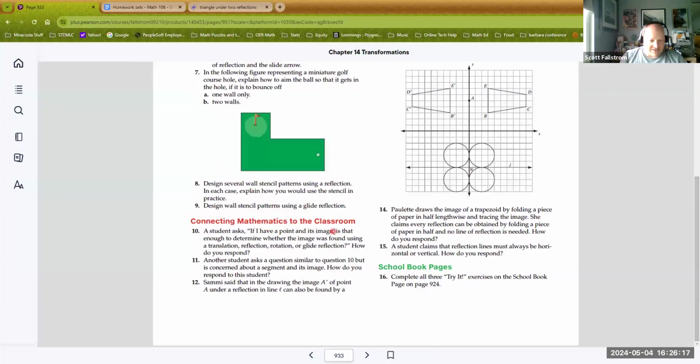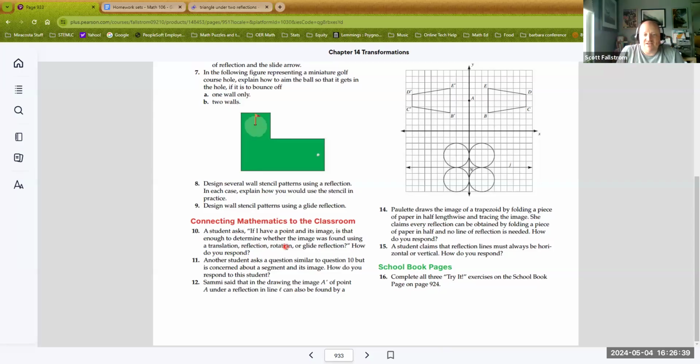Student says, I have a point and its image. Is that enough to determine whether the image was a translation, reflection, rotation, or glide reflection? So basically, if you tell me, here's what I started with, and here's what I ended with, is that enough? Okay, that's question 10. And you can say yes or no. Make sure you can justify it.